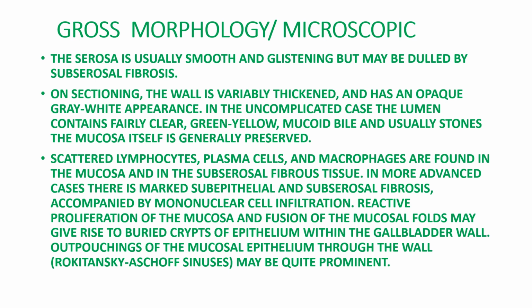Outpouching of the mucosal epithelium through the wall forms the Rokitansky-Aschoff sinuses, which may be quite prominent. What is meant by the Rokitansky-Aschoff sinuses is, I repeat once again, that because of the continuous increase in the mucosal folds of the gallbladder, because of the reactive hyperplasia, these mucosal epithelial folds may bury deep down into the wall, leading to the formation of the Rokitansky-Aschoff sinuses. So these are the histological features which you have to remember.